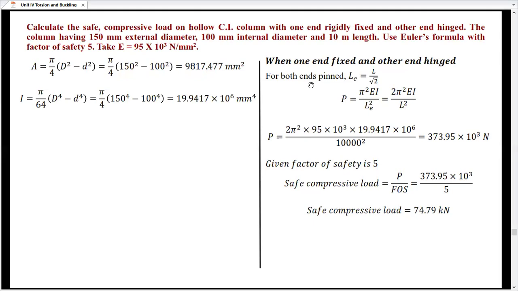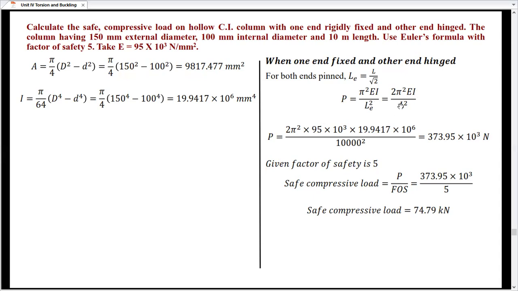They have asked to calculate the safe load when one end is fixed and the other is hinged. That means the equivalent length is equal to L by root 2. So we have the equation P equal to pi square EI upon LE square. We replace LE with L by root 2, so the equation becomes 2 pi square EI upon L square. Put the value of E, that is 95 into 10 raised to 3 Newton per mm square. That elasticity value is available.